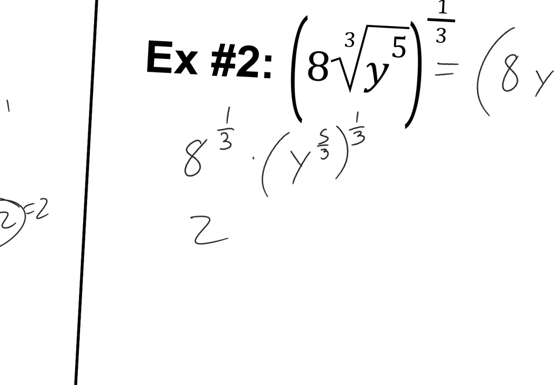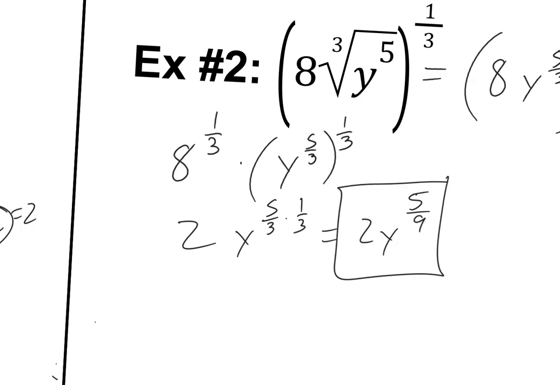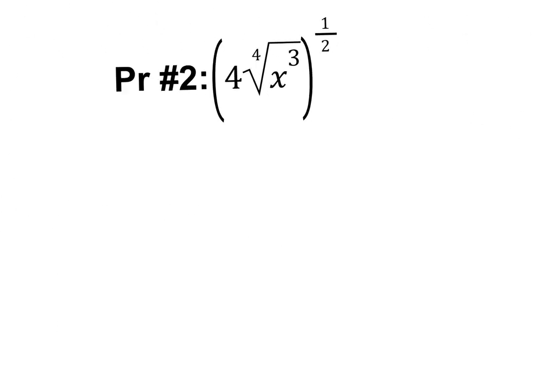All right, then right now I have an exponent to an exponent. So what we do there is we multiply. So that's going to be y to the 5/3 times 1/3. And when you're multiplying fractions, it's super easy. You just multiply straight across. 5 times 1 is 5, and 3 times 3 is 9. So 2 times y to the 5 over 9. Boom. And now I've written it in that format: k, my variable, to the n. Beautiful.